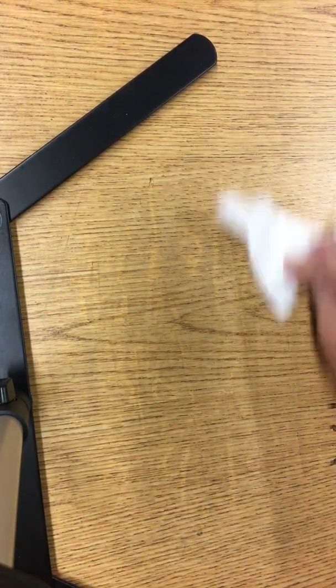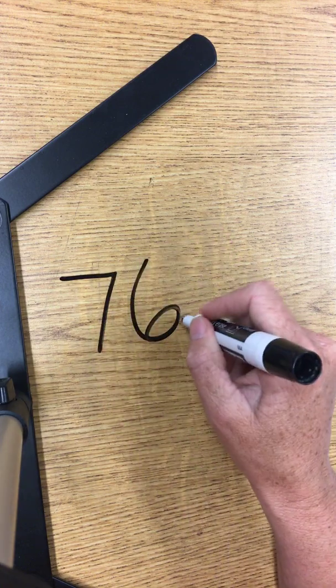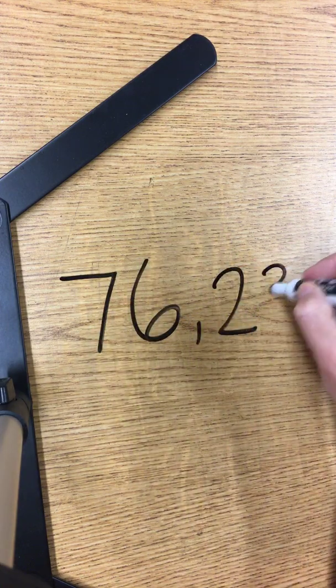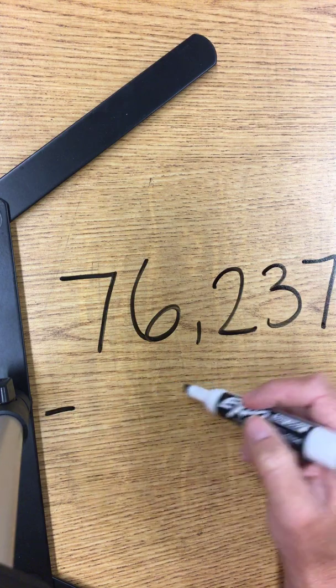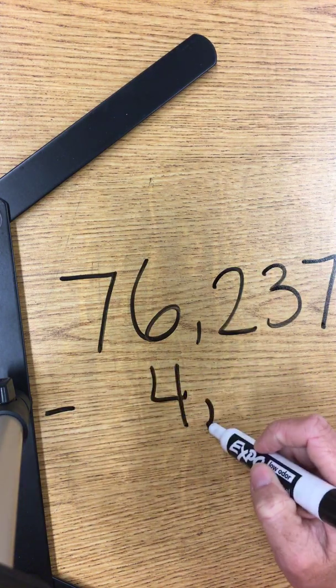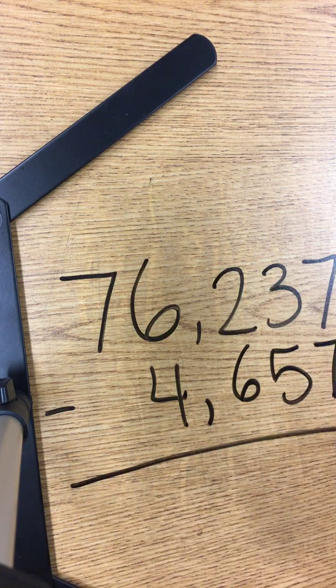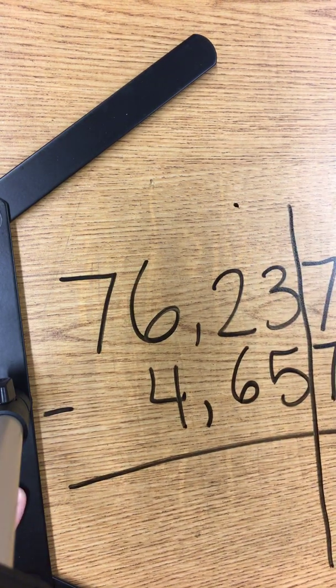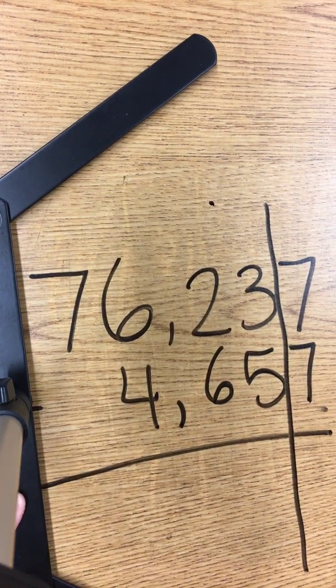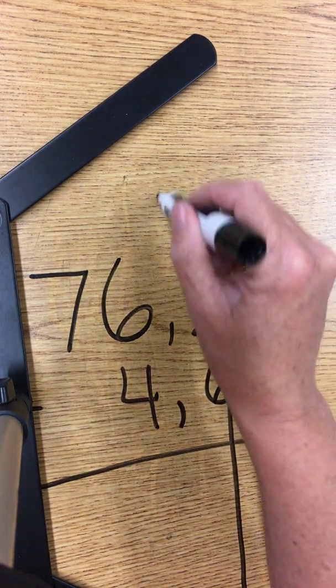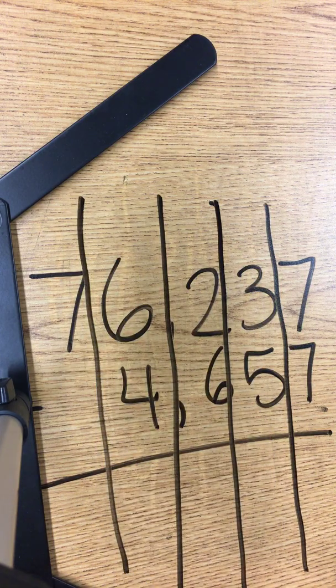Oops, sorry about that. The next one is 76,237 minus 4,657. Make my place value lines. Whoops, a little bit too big for you, sorry about that. To keep my numbers in order.